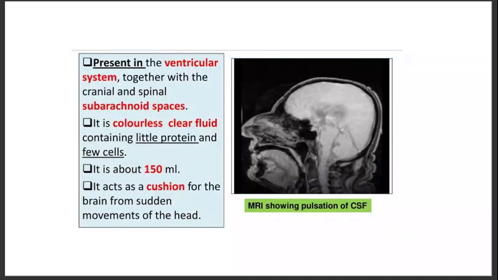Okay. These things I've talked about, the lateral ventricles, the third ventricle, the fourth ventricle, we call them the ventricular system.